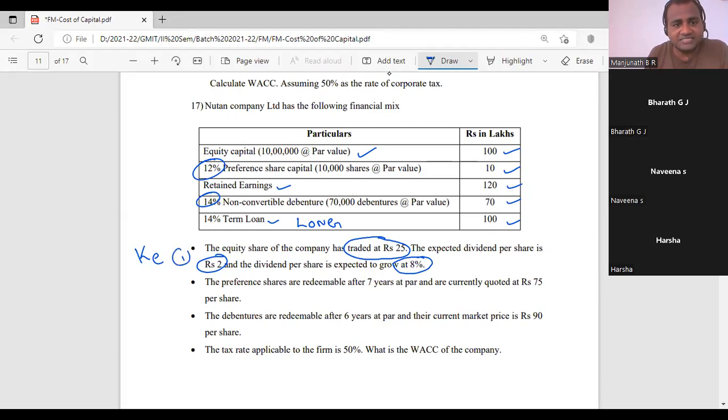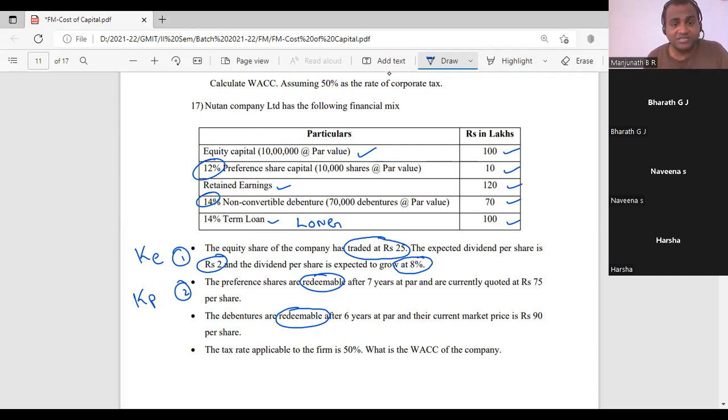If you look at the second line here, what it says: the preference shares are redeemable after 7 years at par and are currently quoted at 75 per share. The preference shares are redeemable, and this is how you will have to use your pen, paper, and pencil in the examination, the way I'm doing here. The debentures are redeemable after 6 years at par and their current market price is rupees 90.